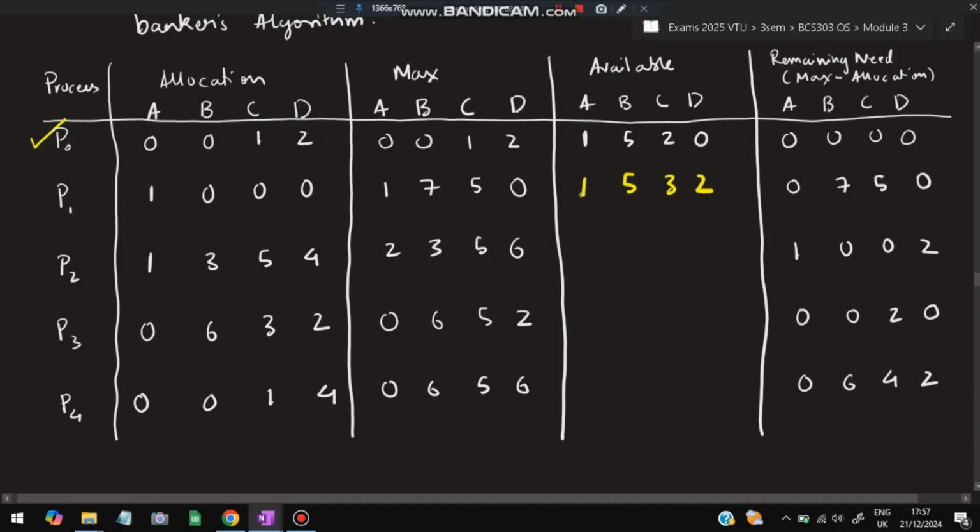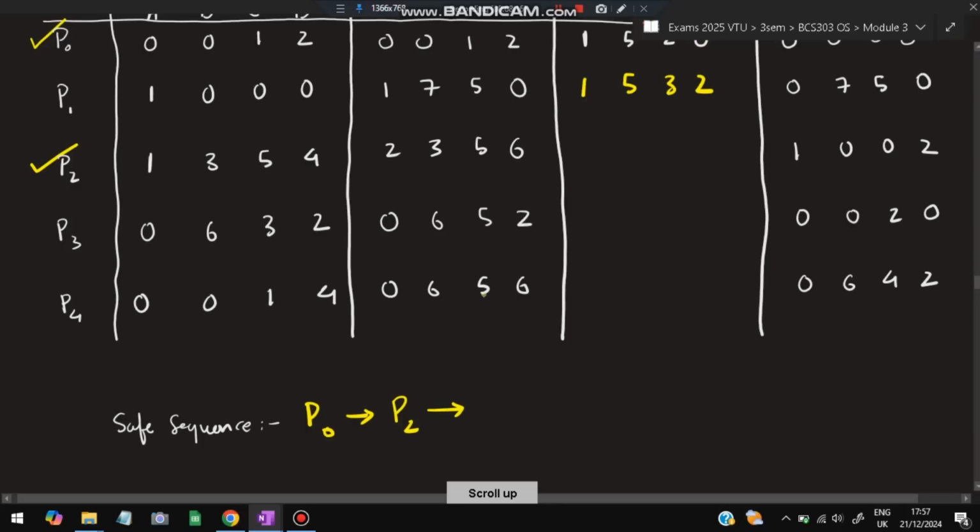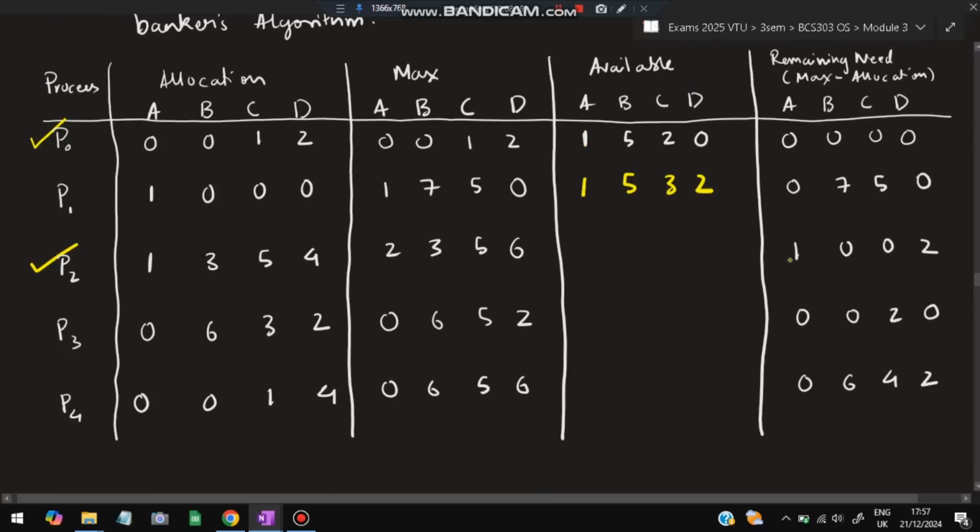Okay, so 1 and 2 can be given to this and this will be executed. Done. So I'll be considering this one. Okay, P2 I will be executing. Whenever in a sequence I get one resource, I'll be executing that. Means the process which can be executed, I'll be executing that. And once execution happens, it will release all the resources which it has held, right?